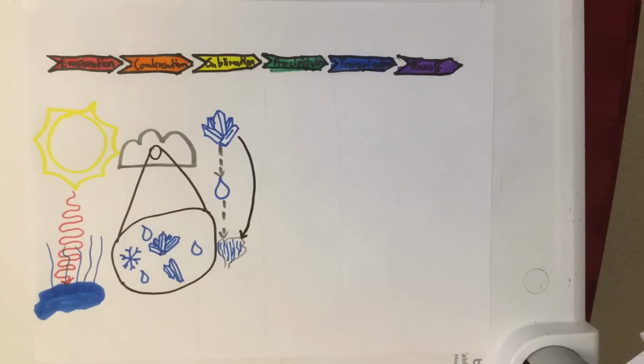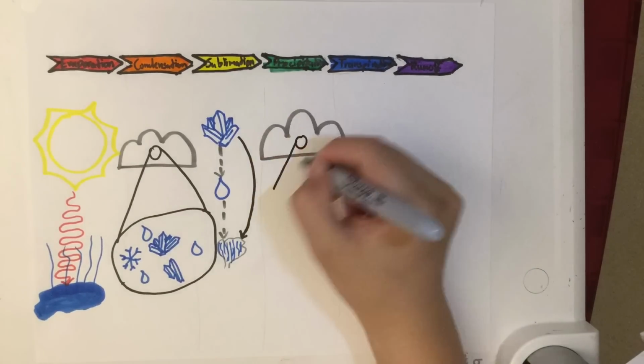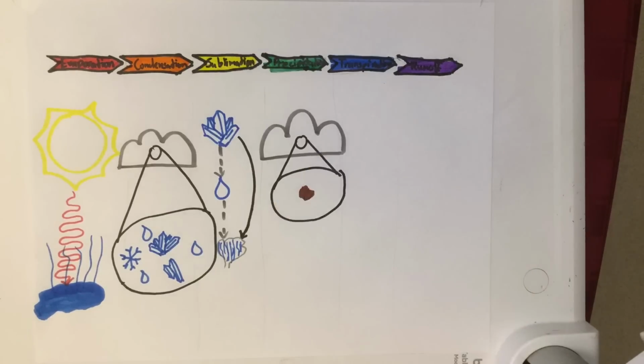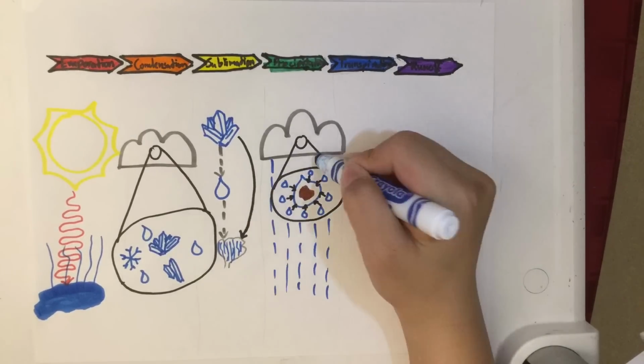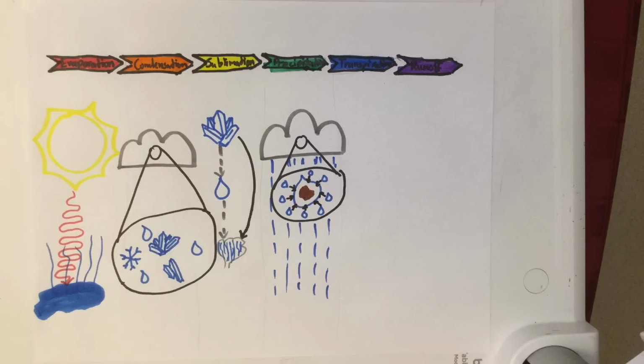The next step, and probably most familiar, is precipitation. Now that the clouds have been fully saturated, the water vapor condenses into large raindrops, snowflakes, hail, or sleet and falls to the surface of the earth. Fun fact, raindrops aren't actually shaped like tears. They look more like spheres.